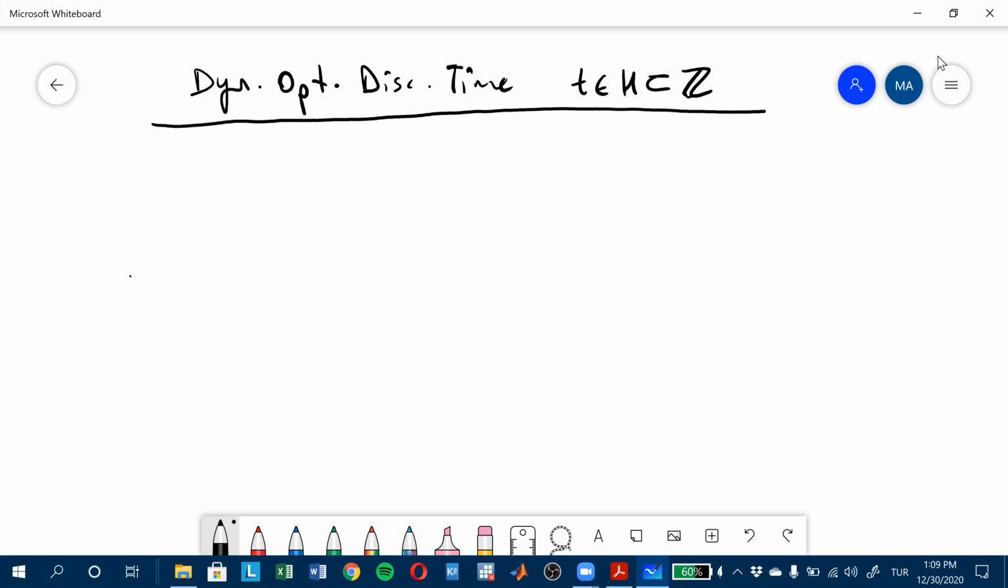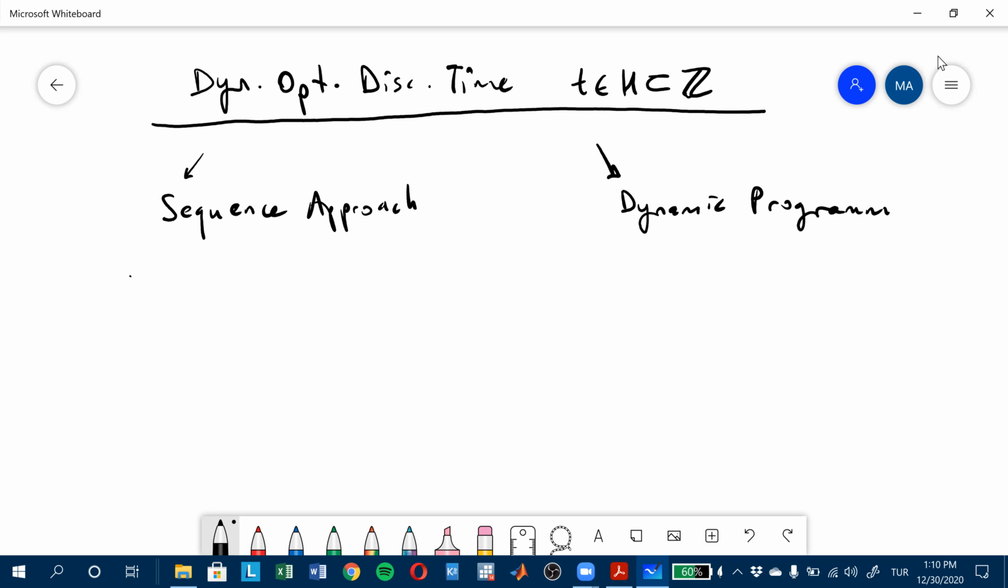Now we're going to see two approaches. One is called the sequence approach, and the other is called dynamic programming. This is also called the recursive approach. We're going to see both approaches and mostly focus on dynamic programming because it is much more intuitive and simple.